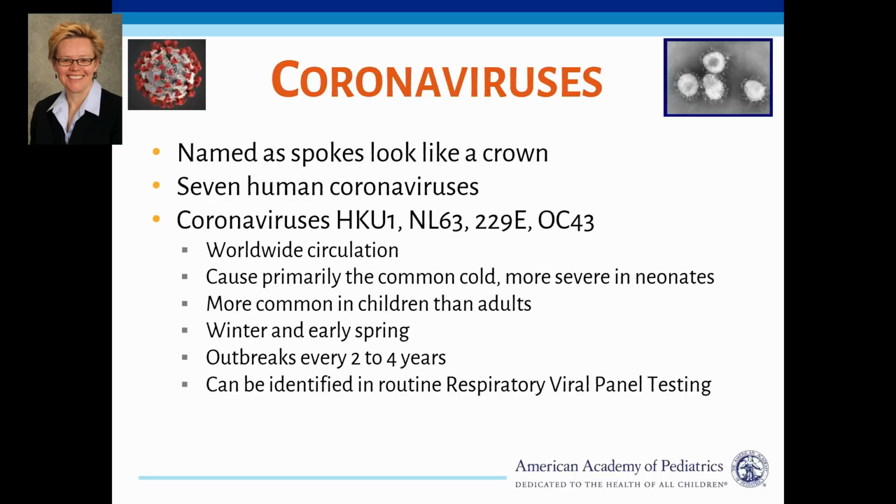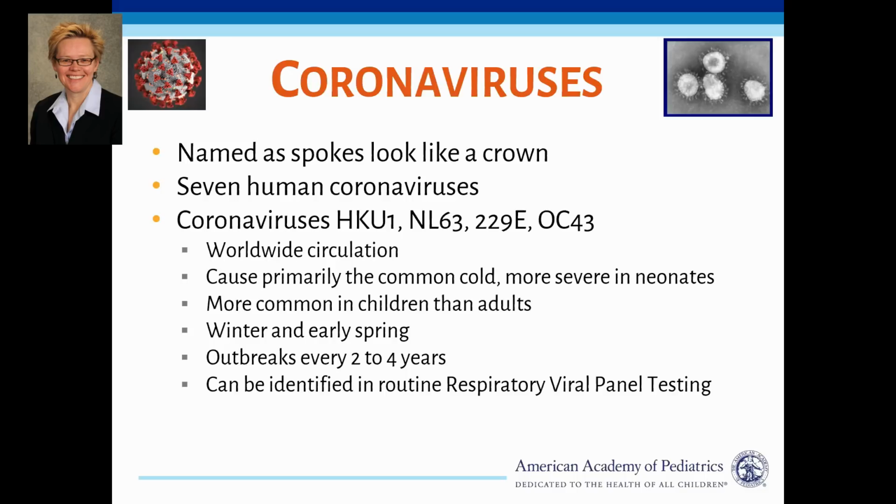So let's start talking about coronaviruses. The name coronaviruses goes back to what the virus looks like as an electron micrograph. And if you look at the upper corner of the electron micrograph, the spokes look like a crown, so therefore coronavirus. Now, there are 7 human coronaviruses that have been identified, and we have HKU1, NL63, 229E, OC43.